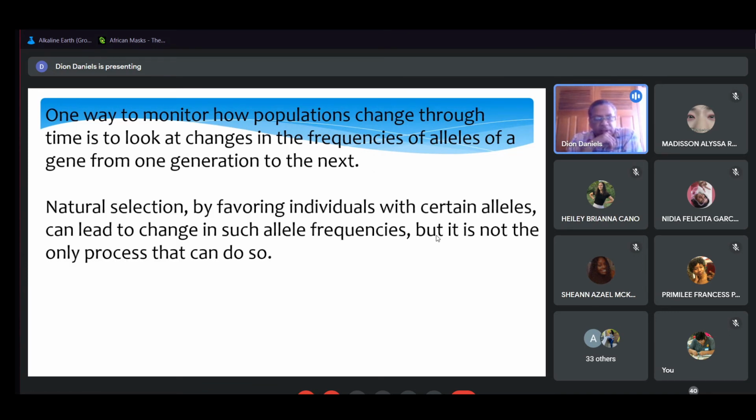Natural selection, by favoring individuals with certain alleles, can lead to change in such allele frequencies, but it is not the only process that can do so. All right, so what it is saying is that natural selection can lead to a change in the frequencies of alleles within a population, but natural selection is not the only one. You have others as well: mutations, genetic drift, and so on, okay?